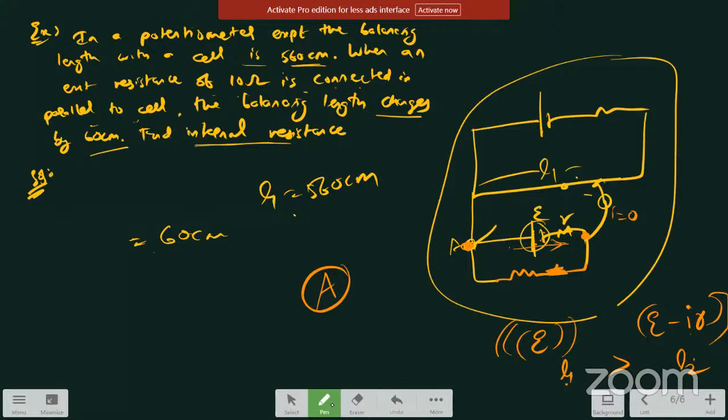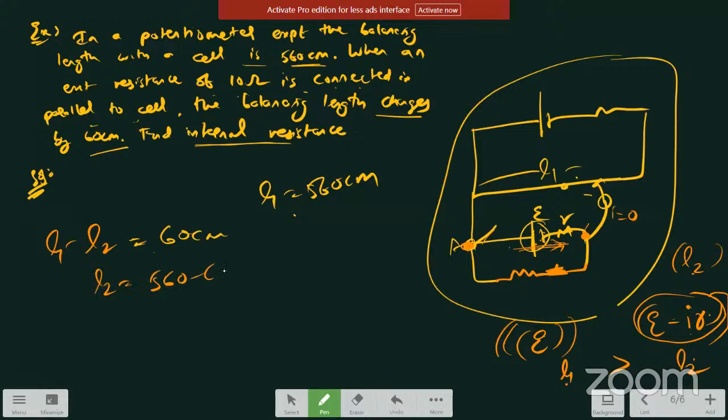My point is that by closing the switch, current will pass and the potential difference across the battery is reduced from E to E minus IR. So for less potential difference, I will get a lower value of the balancing length. That is the simple thing. So here, that's why I write L1 minus L2. Change is L1 minus L2, and I have to find L2. 560 minus 60, which will be 500 centimeter.